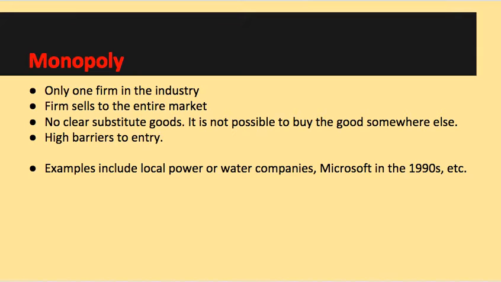But Microsoft would be a good example from the 1990s, or local power and water companies because of something called natural monopolies, which we'll get to when we study monopolies specifically. But this is just to show you what the basic market structures look like.